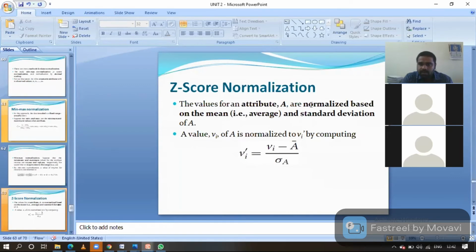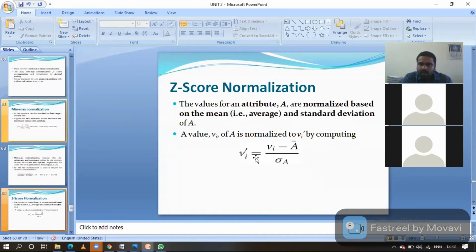In this normalization, we use the mean of that attribute and the standard deviation of that attribute. Here A bar is the attribute mean, and this is the standard deviation, guys. We have to use this for the newer values. Write down this formula for the Z score normalization.